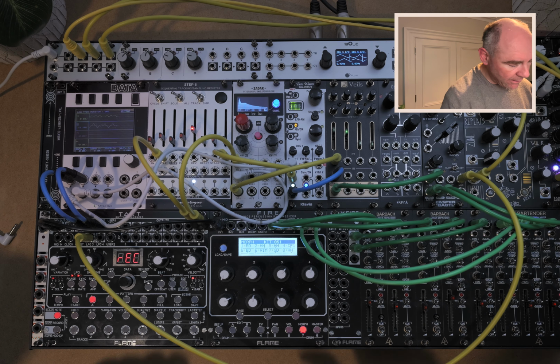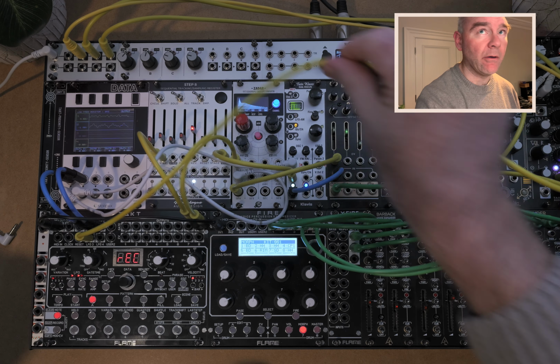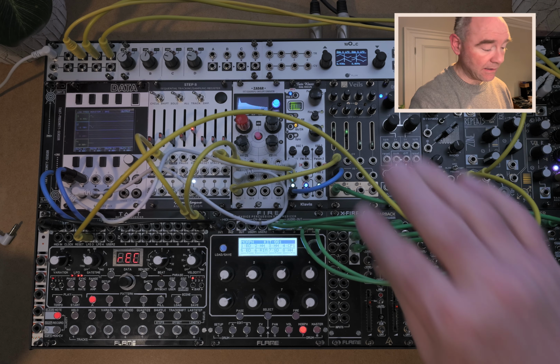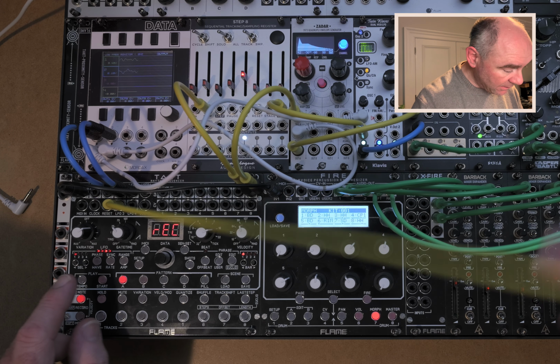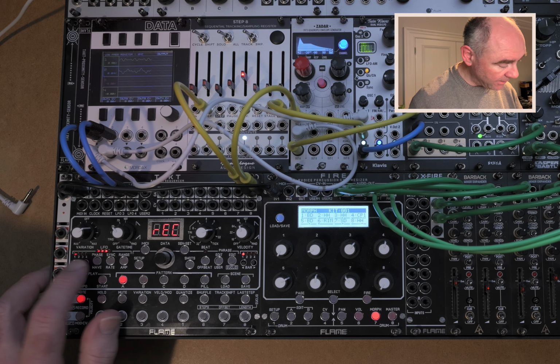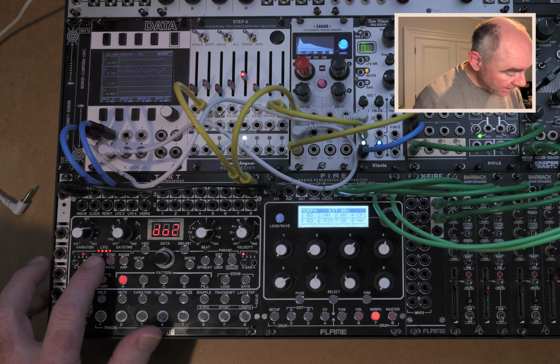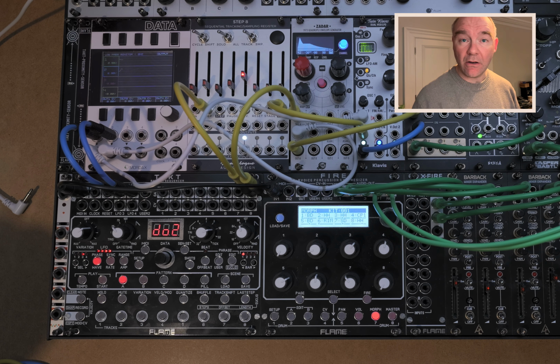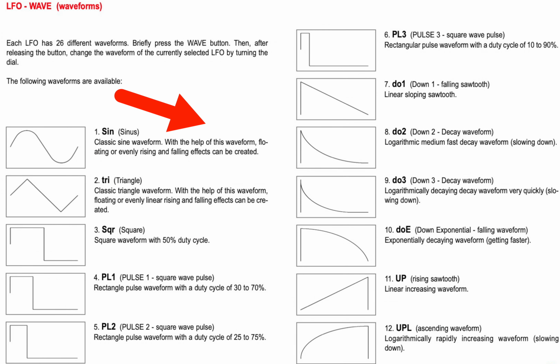Now let's take a look at how I have LFO 3 set up. Okay, let's just make sure we can see it. Now let's go over here to LFO 3. I'll get this cable out of the way. LFO 3 is shaped DO2, and DO2 is this downward shape here. It's like an exponential, logarithmic decay waveform.